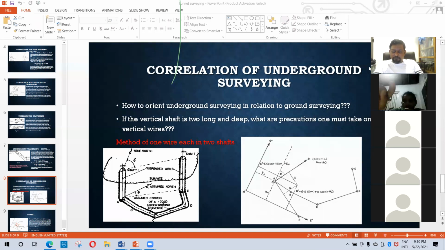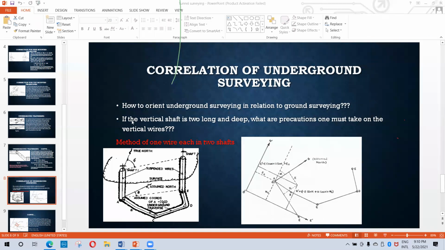Then the second question: if the vertical shaft is too long and deep, what are the precautions one must take on the vertical wires? Are there any volunteers, please? So what is the answer in your book? Yes, there is a specific answer in your book.